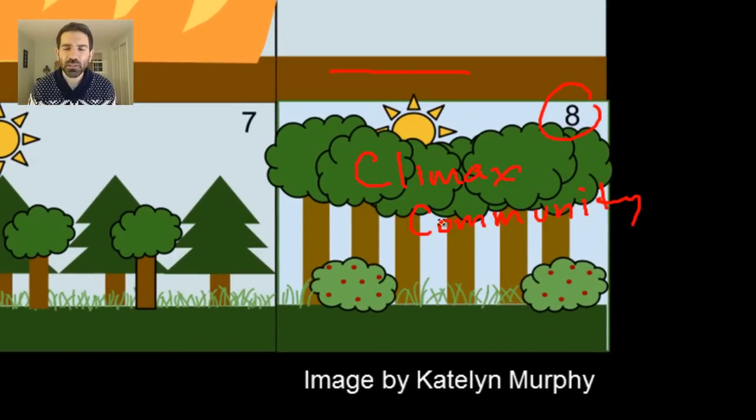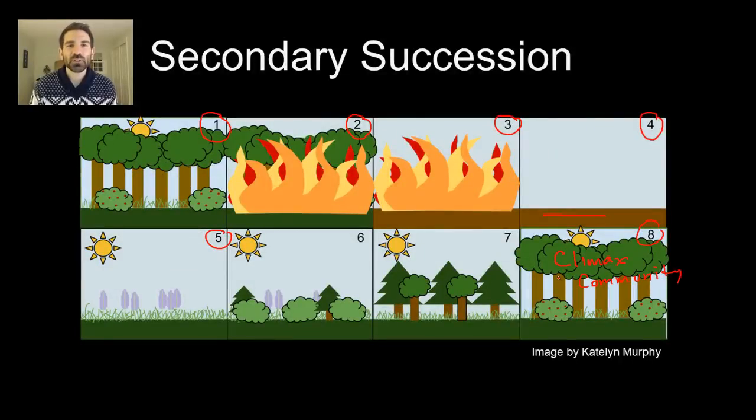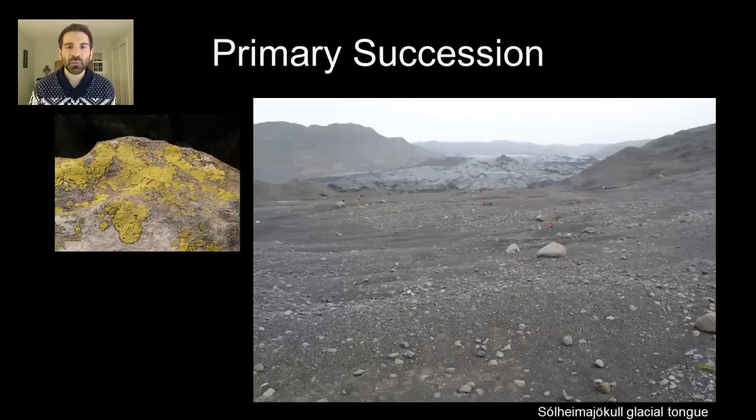A climax community is any group of species that can live in an area and be self-sustaining over a long period of time. So here in New York State, our climax community is mostly beech and maple trees. And in other parts of the world where they have different climate, it's a different set of organisms that make up the climax community. Primary succession is actually a more difficult type of succession.